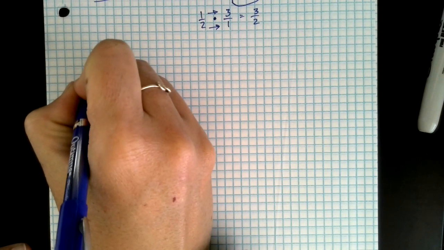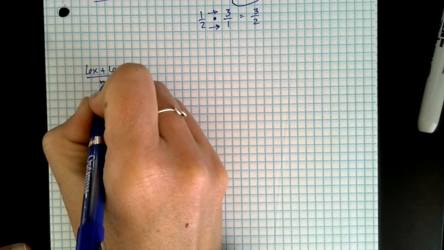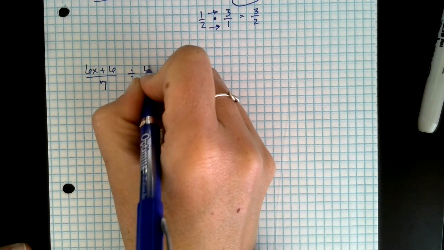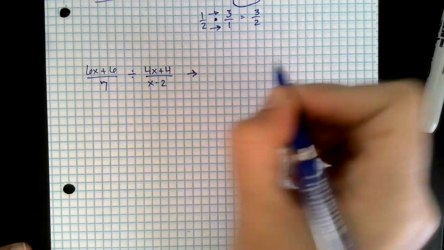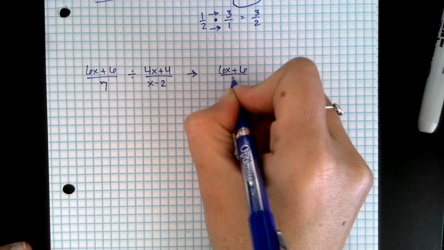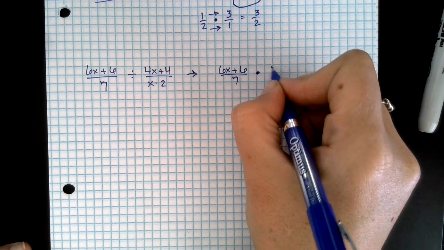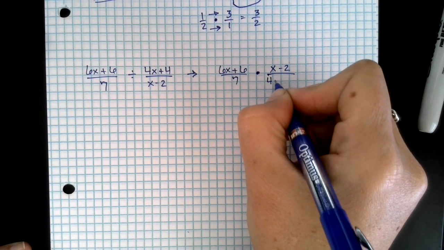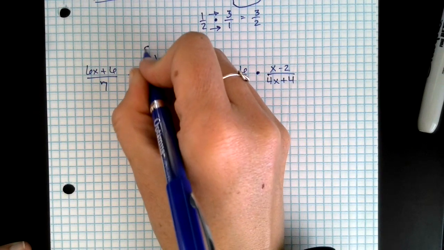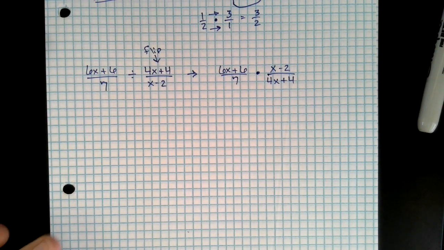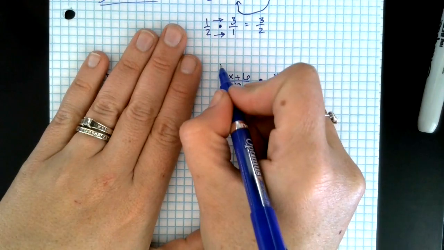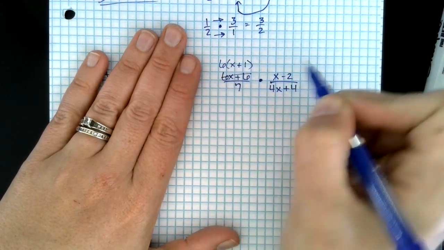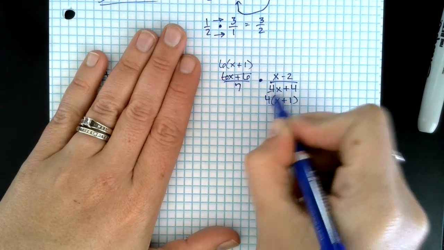Let's say that we have 6x plus 6 over 7 divided by 4x plus 4 over x minus 2. So usually what I do is I rewrite it first. I change my operation to multiplication, and I flip my second fraction. So second fraction, always the second fraction that gets flipped. Now, if you ignore this part, it's exactly like what we just did with the multiplication. So here I'm going to take out a GCF. Here I'm going to take out a GCF.